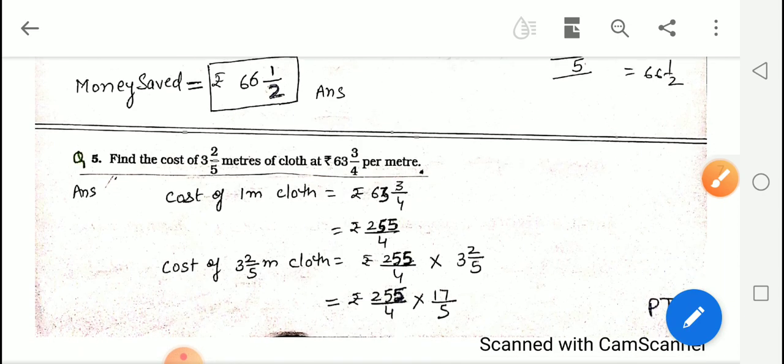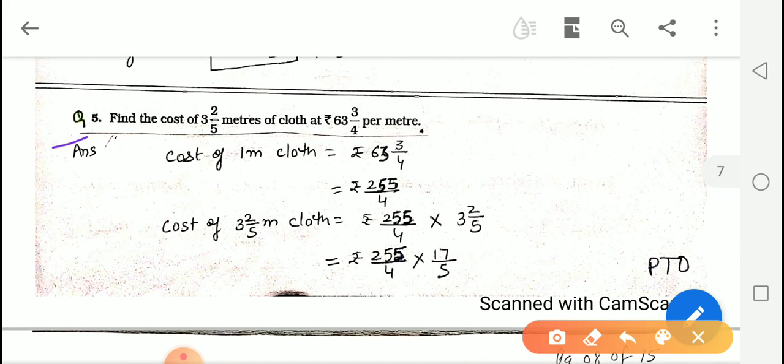Now let us do question number 5. Here we have to find the cost of 3 2 by 5 meter of cloth at rupees 63 3 by 4 per meter. Means per meter cost of the cloth is this much, 63 3 by 4, and we have to find out the cost of 3 2 by 5 meter. So after understanding the question, let us start it.